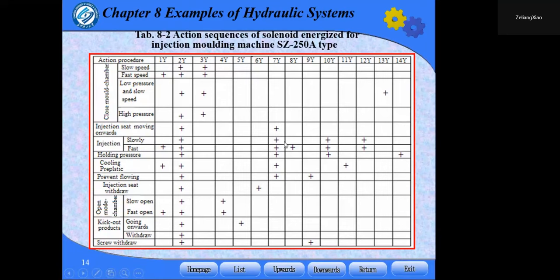So, teacher, the plus sign means what, and the empty space, what does this mean? Plus means engaged, or in other words, it gets the electricity and it can work. The low symbol in the corner means it doesn't work.